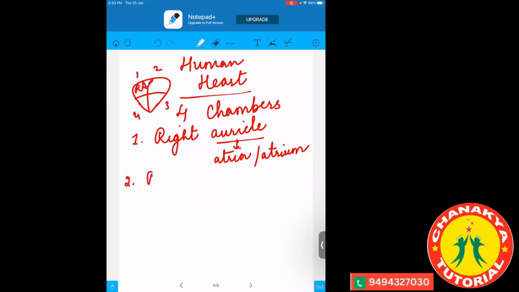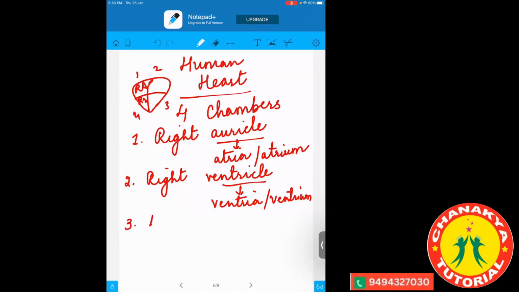Now, the second one is the right ventricle. This ventricle is also known as ventria and ventrium. In some books it is given as ventricle, in some as ventria, and somewhere as ventrium also. All have the same meaning: they are chambers of the human heart. So below the right auricle will be the right ventricle.